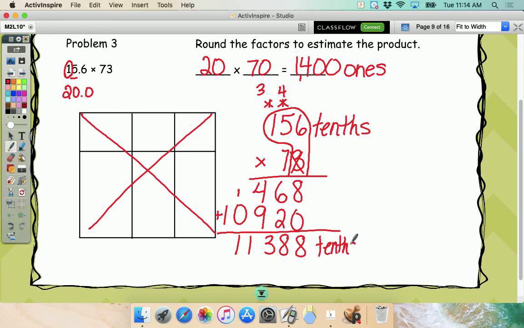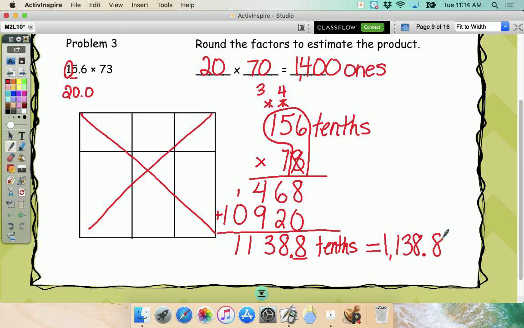So, did you get 11,388 tenths? Yes. Okay. And if I show tenths place, that's 1 place value. Place the decimal in front of it. So I've got 1,138.8. All right. Now that's a few hundred away from 1,400, but it's not bad, is it?